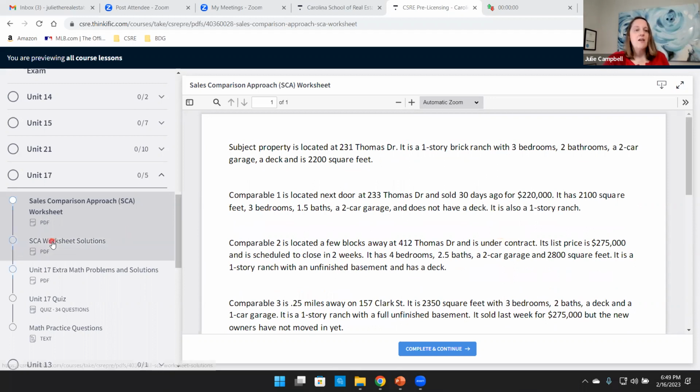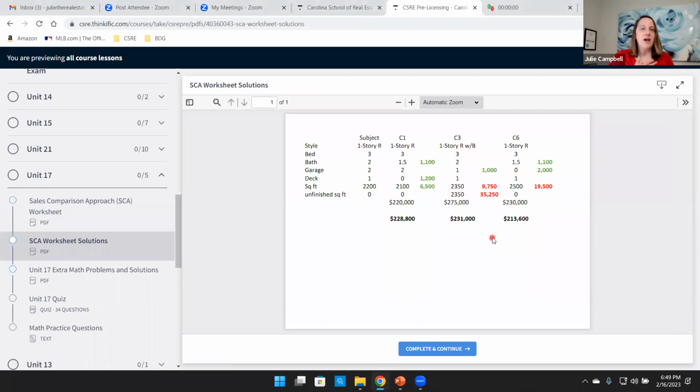Educated opinion. The solutions are my opinion. Maybe I'm right, maybe I'm wrong. You may come up with a different opinion than me. This is what makes this so interesting. Appraisals and CMAs are everybody's take on it, if you will. But I did put my opinion in here, just so you can compare your opinion to my opinion.